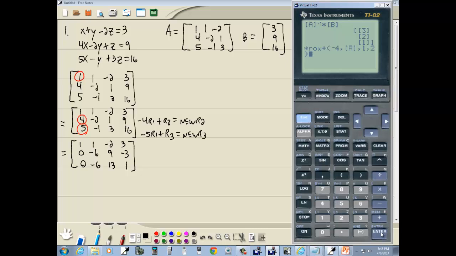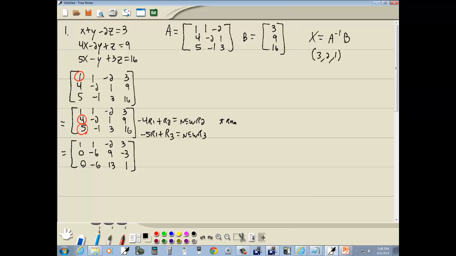Okay, now let me double check this, see if it works. 0, -6, 9. Okay, I remember the syntax correctly. So let me write that down. Asterisk row plus. Okay, what we're multiplying it by, the -4. And then we tell it what matrix. We stored it in A.